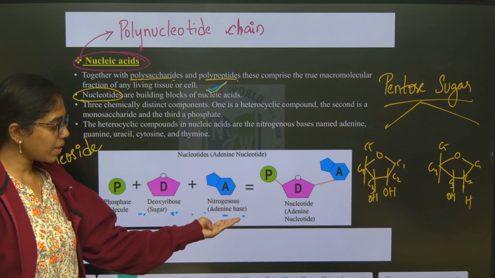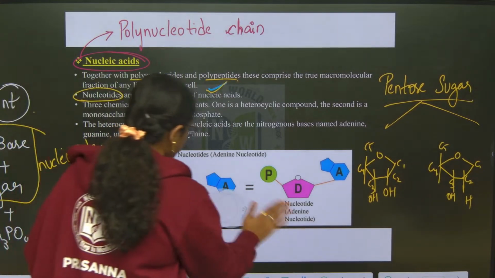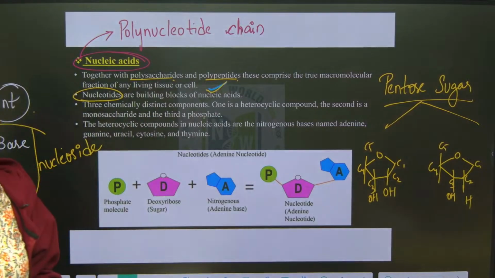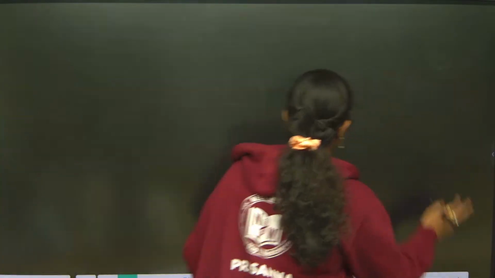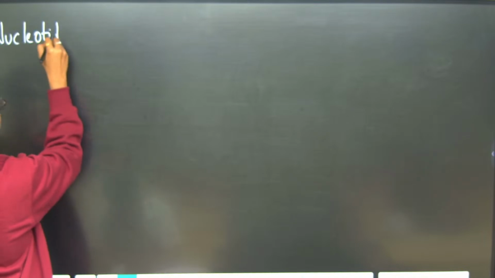The nitrogen base adenine is what? Purine. Nitrogen bases are of two types, we have purines and pyrimidines. What are they? I have to give you a rough composition. Take down parallelly.